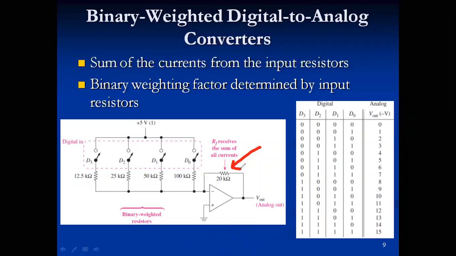And what if I wanted to make my increments smaller? I would change these resistors right here. I would change these resistors. All right, so this is exactly how we do binary weighted D to A conversion. This is one example of a method of converting from digital to analog.